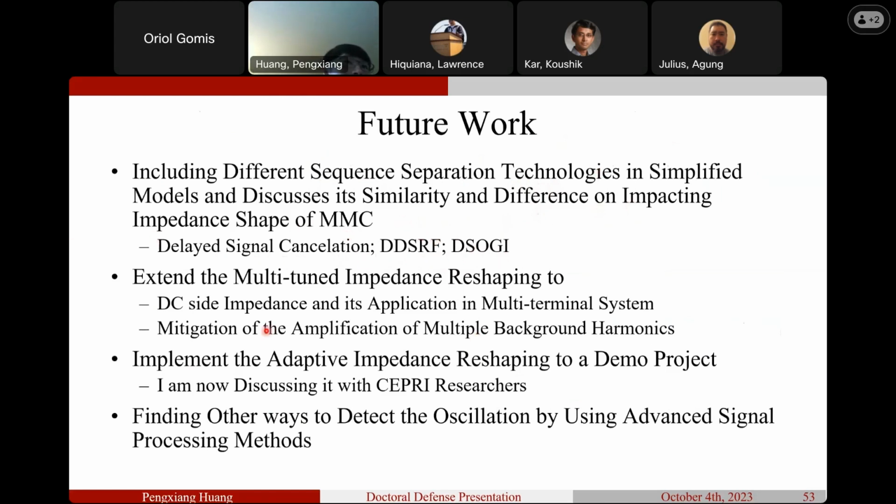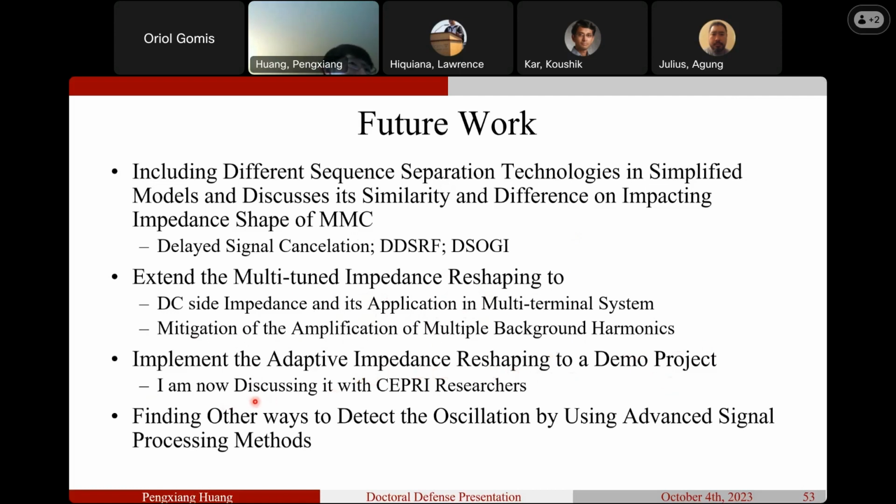And also extend the multi-tune impedance reshaping to the DC side. I'm dealing with everything on the AC side, but the DC side can still have long transmission, long cables, so you still have issues on the DC side. I have to extend this to the DC side to see how I can use what I propose to solve problems there. And you can also use multi-tune impedance reshaping to mitigate amplification of multiple background harmonics. That's another topic.